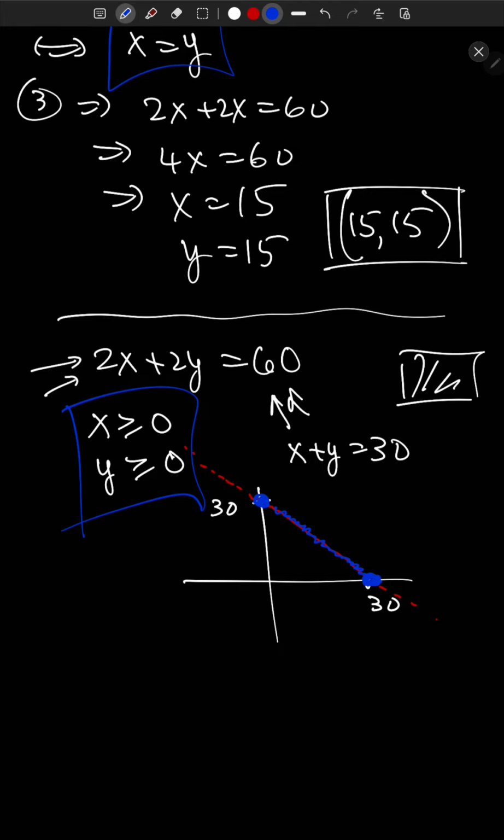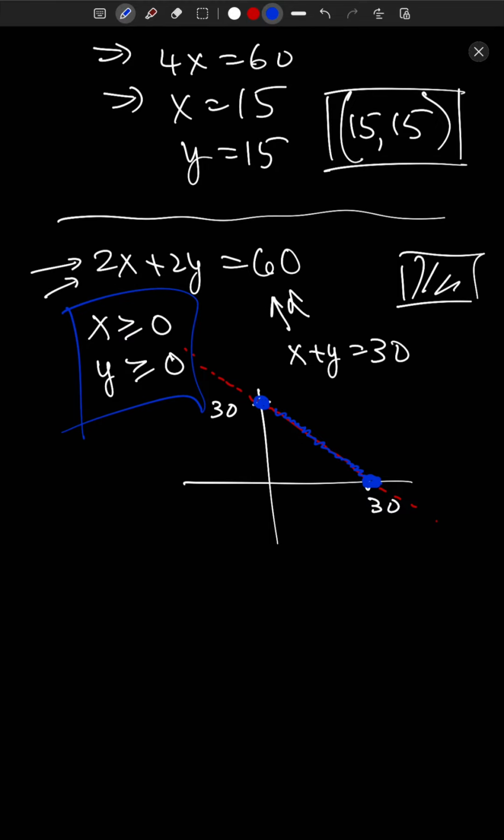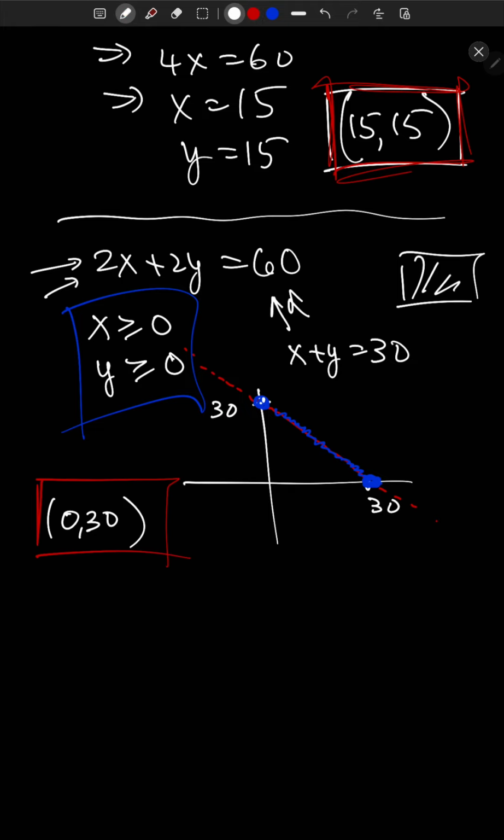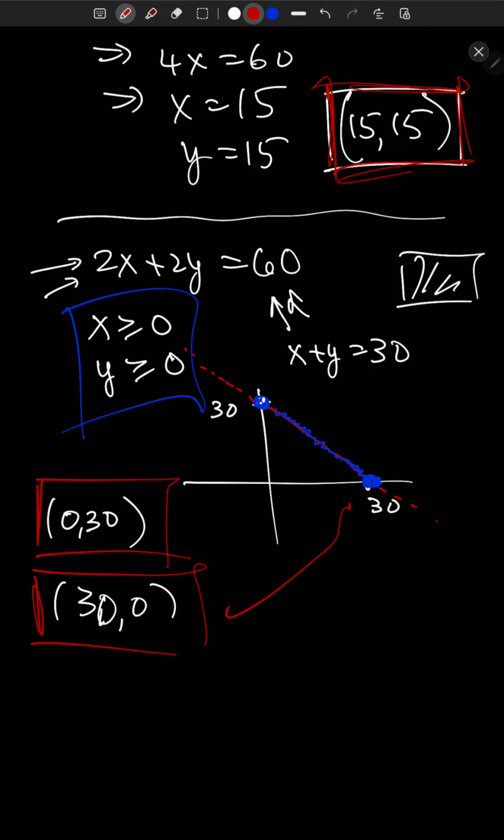Okay, so this is a Lagrange multiplier problem where we do have boundary points, and so we do have to consider them as candidates. The boundary point on the left is at height 30, x is 0. So 0 comma 30. That's another candidate. And the other one is 30 comma 0. That's my right endpoint.